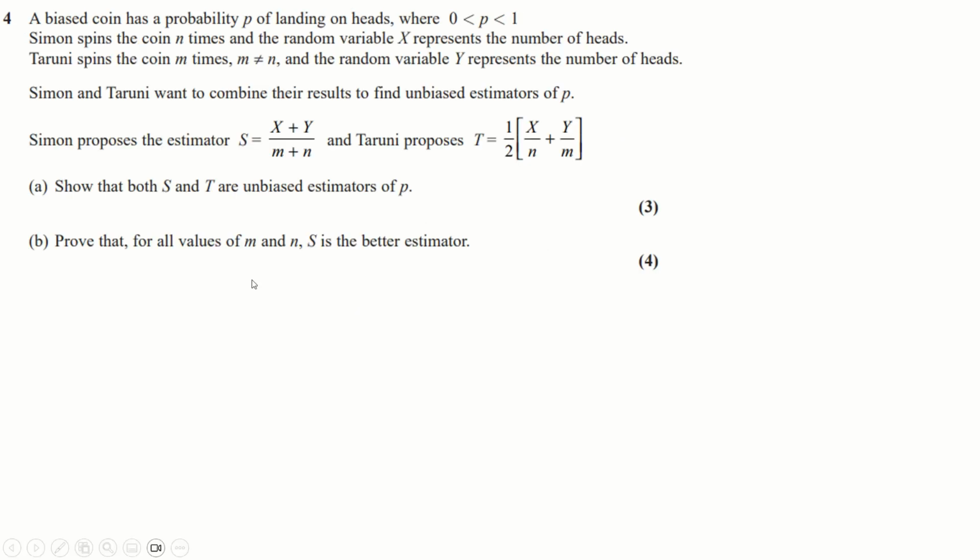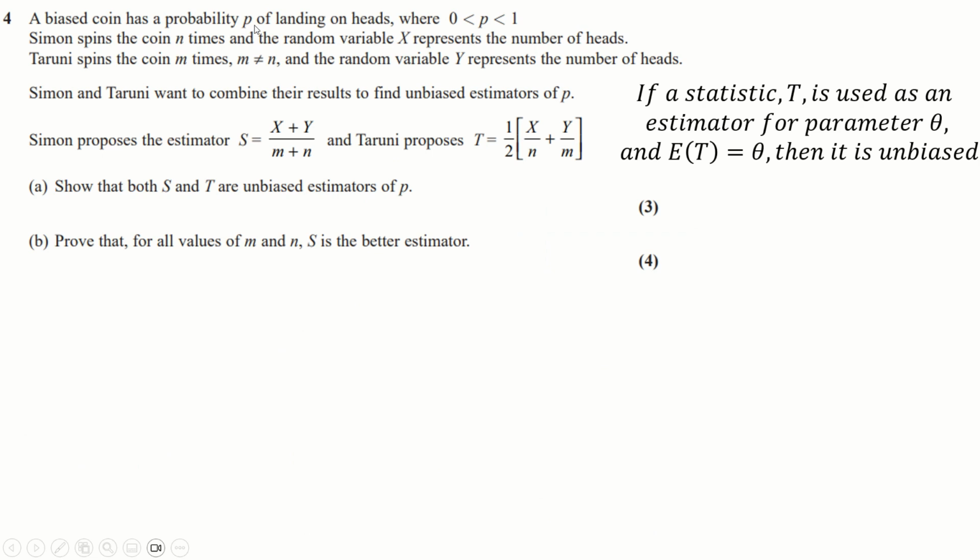So yeah, good. Question number 4. So obviously this is just tossing a coin, so it's binomial, tossing it n times or m times with probability p. The question's asking us about unbiased estimators, so maybe I should just say here, to be an unbiased estimator for a parameter theta, the expected value of the statistic that you're using to estimate needs to also be theta. If it's not, then you have some bias that's just the expected value minus theta. But if they're equal to each other, then your bias will be zero, and therefore it's unbiased.